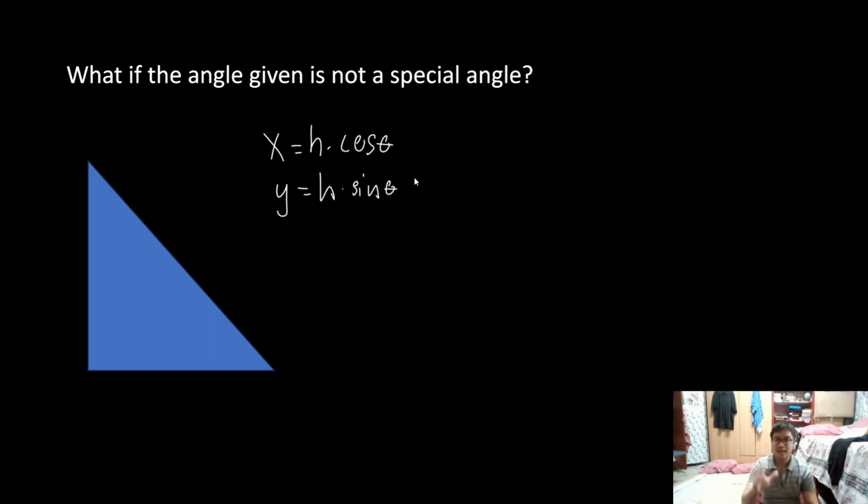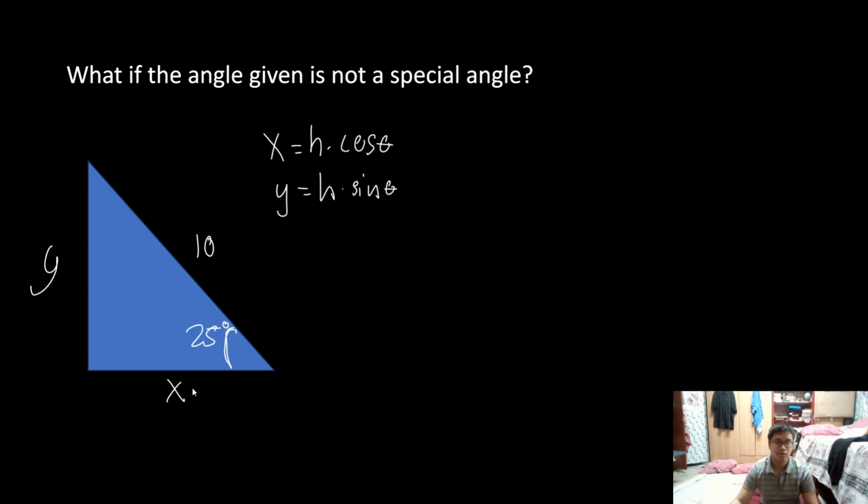Okay? Why is it that I include this one in this question? Right in this question, we're just talking about what if the given angle is not a special angle? Because you will be using this one to find your x component and your y component, even if the angle is not a special angle. Let me give you an example: your hypotenuse is 10, and the angle given here is 25 degrees. Let's find your x and your y.